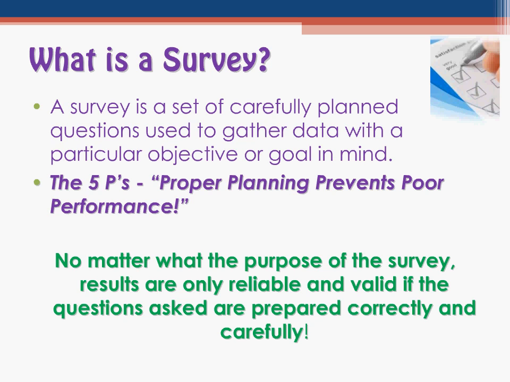So survey again is a set of carefully planned questions. We often call surveys questionnaires. There's an objective to these questions though. We're trying to answer a certain problem or identify a solution to a problem that we have as marketers. Again, think of this quote: proper planning prevents poor performance, the 5 Ps. So no matter what the purpose of the survey, results again are only reliable and valid if questions asked are prepared correctly and carefully. It's all about planning. Don't just rush into a survey. You need to sit down and really plan it out.